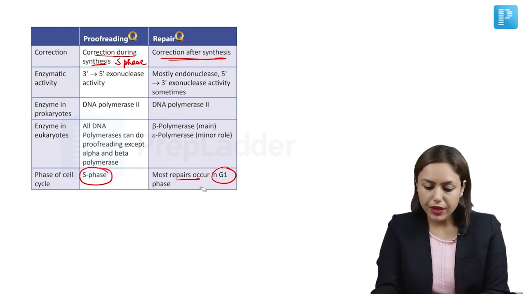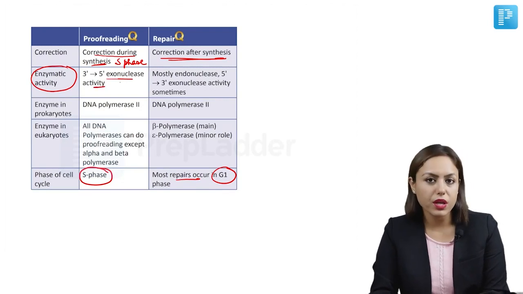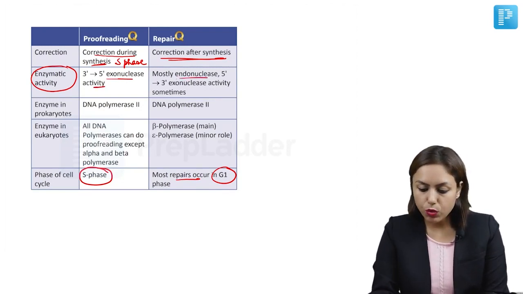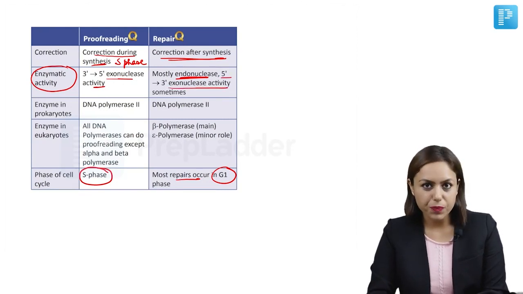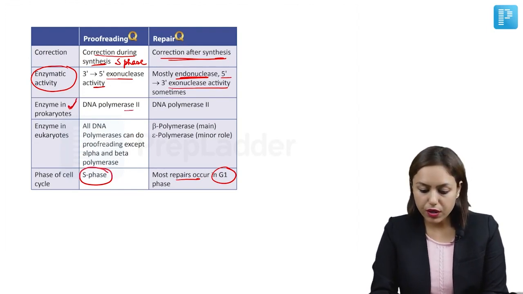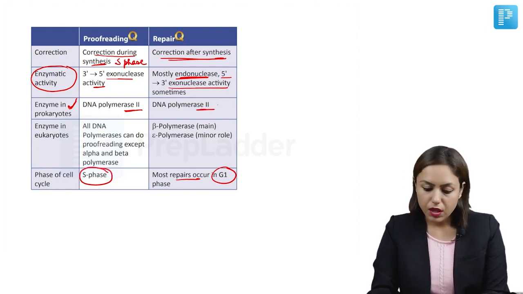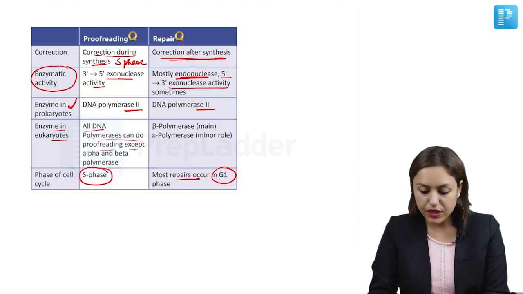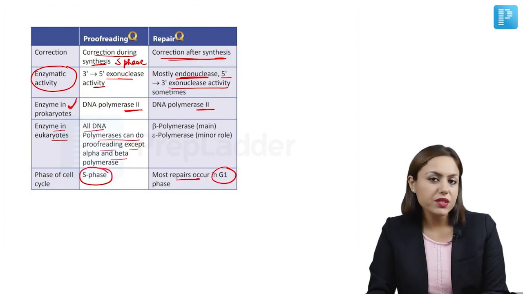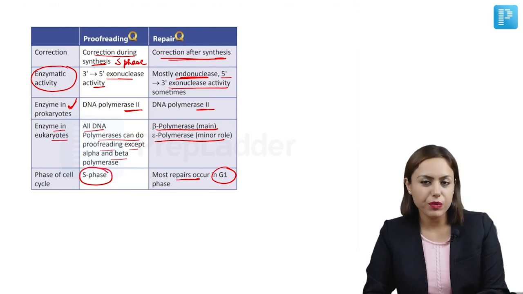Okay. Then enzymatic activity. Proofreading enzymatic activity is 3 to 5 exonuclease activity. For repair, mostly endonuclease, but 5 to 3 exonuclease activity is also possible. Then enzyme for prokaryote: for proofreading DNA polymerase 2, for repair DNA polymerase 2, right? Enzyme in eukaryotes: all DNA polymerases can do proofreading except alpha and beta polymerase, and repair enzyme in eukaryotes is mainly beta polymerase and a minor role of epsilon polymerase, right?